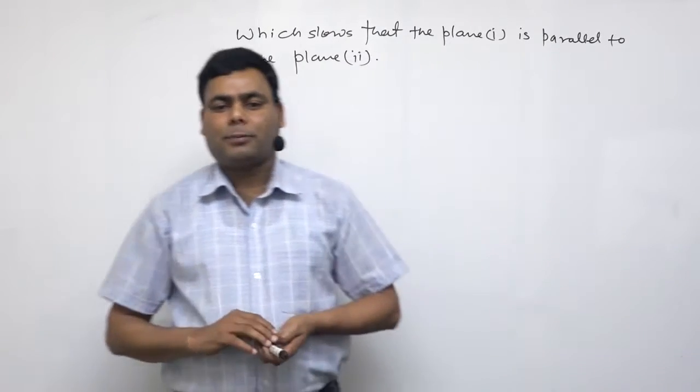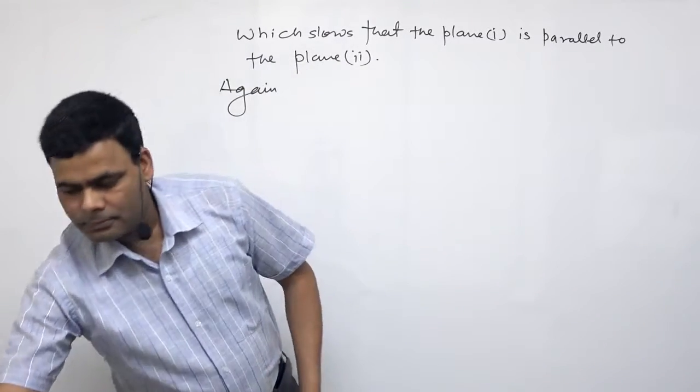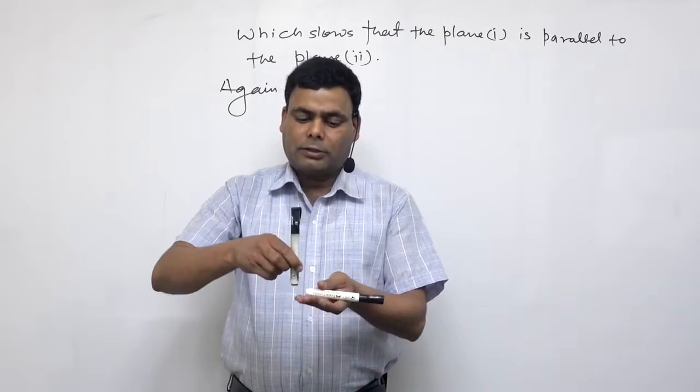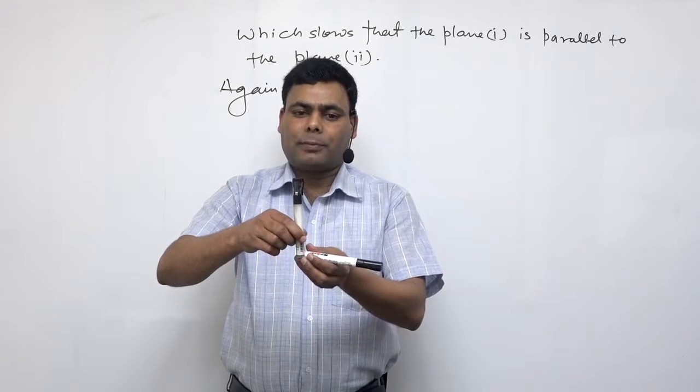If two planes are perpendicular to each other, then the normals to these planes will also be perpendicular.